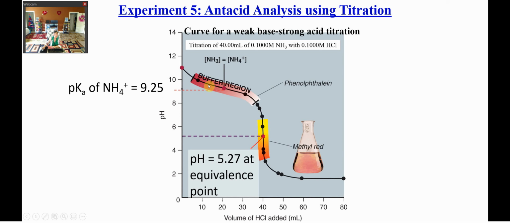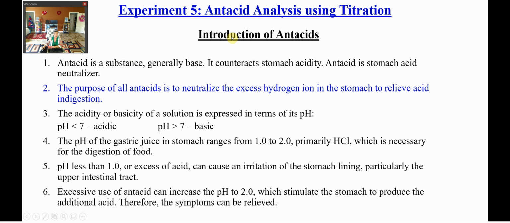In our case, we are essentially following this titration curve. You are going to use a strong base to titrate the hydrochloric acid remaining from your antacid. So let's take a look at antacid. An antacid is a substance that, generally speaking, is a weak base. The antacid counteracts stomach acidity. The antacid is a stomach acid neutralizer.